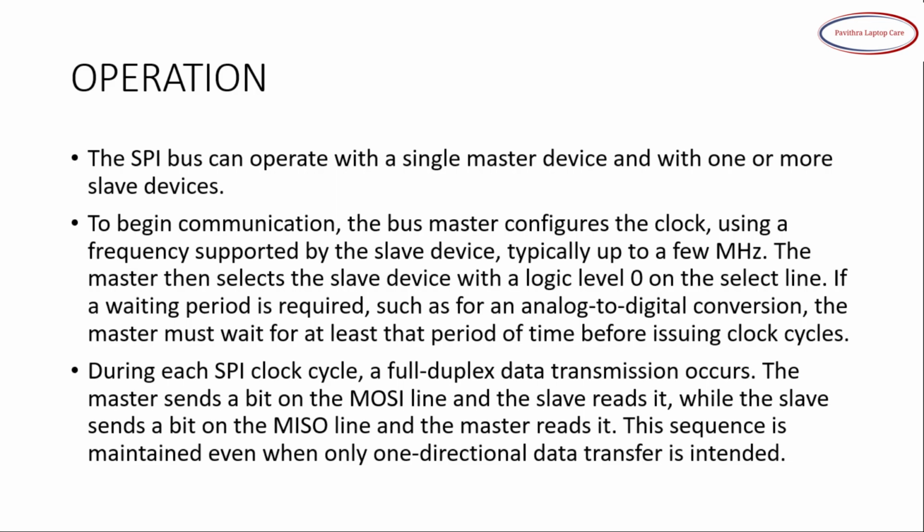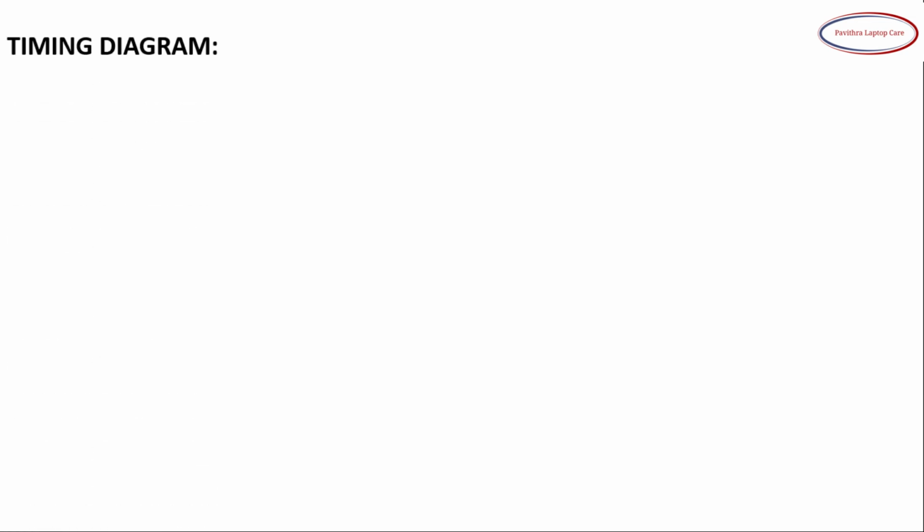The slave reads what input it has got from the master. It will read it. The sequence is maintained even when only one direction is needed during each SPI clock cycle. Master and slave are full duplex even in data transfer. This sequence is maintained even when only one directional data transfer is intended.